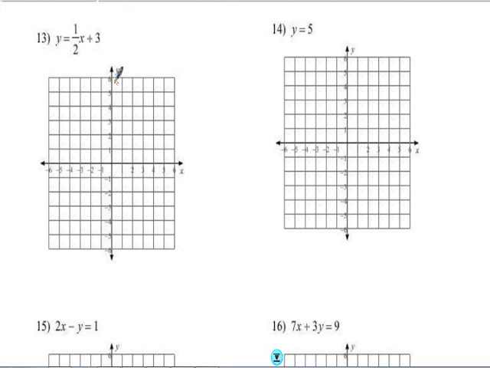Alright, this time we're graphing and it's actually given to us in slope-intercept form. So this is what we've been practicing over and over. y = 1/2 x + 3, so I know the y-intercept is 3. That's my first point. And then I'm going to use the slope to count.